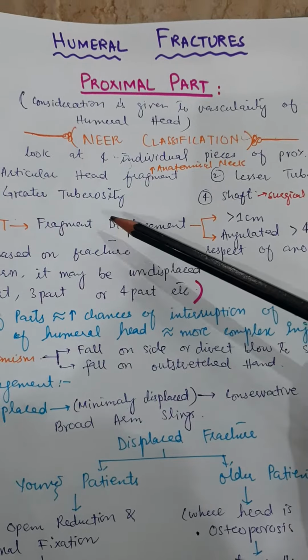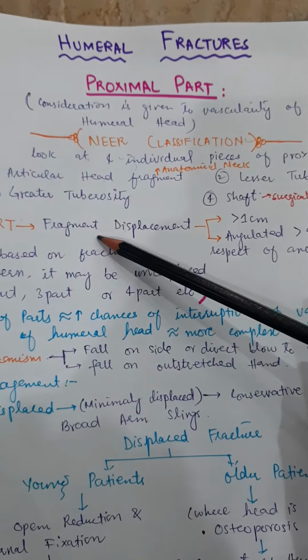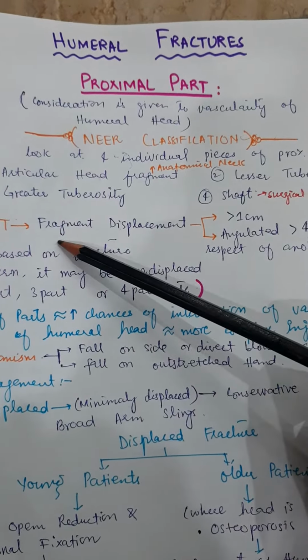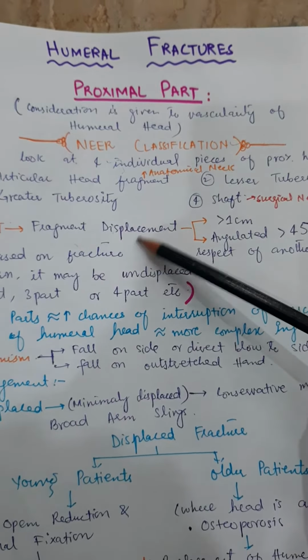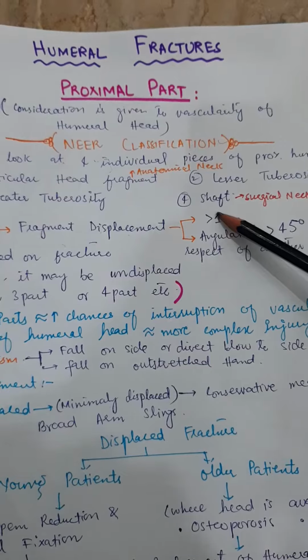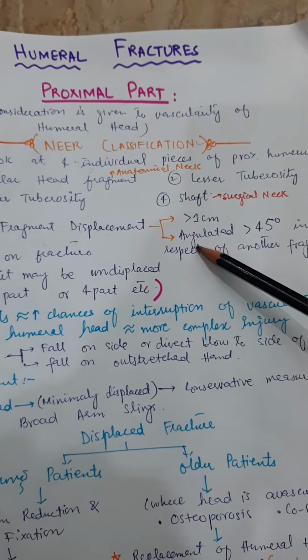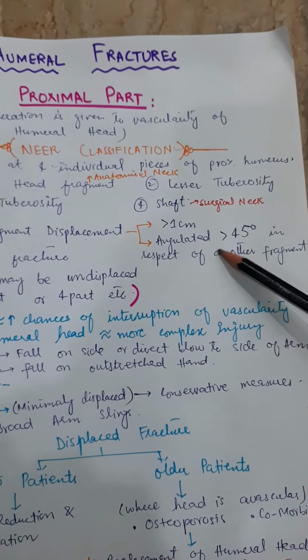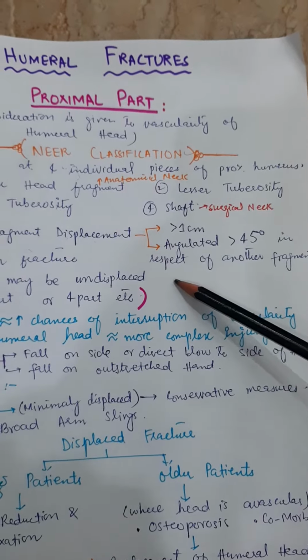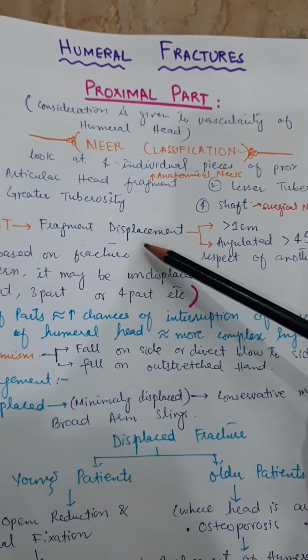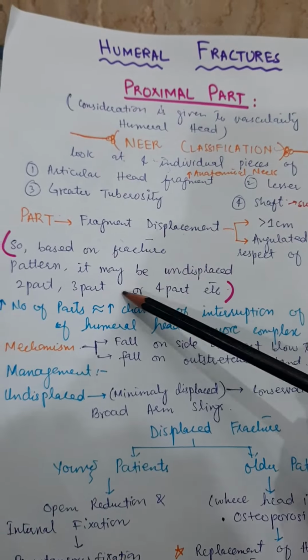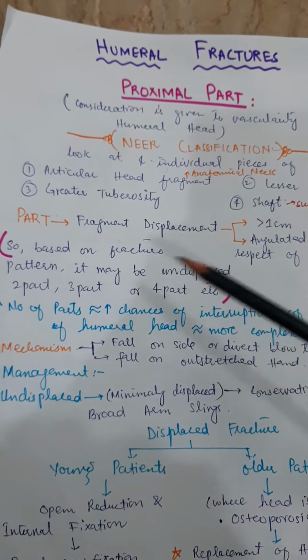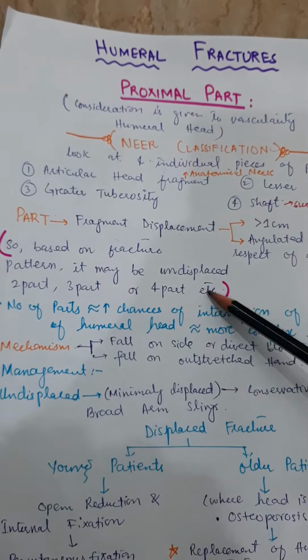Now there is a definition of fragment part. Part is defined as if a fragment is displaced more than 1 centimeter or it is angulated by more than 45 degrees with respect to another fragment, then that displaced fragment is called a part. So based on the fracture pattern, it may be undisplaced, 2 part, 3 part or 4 part.